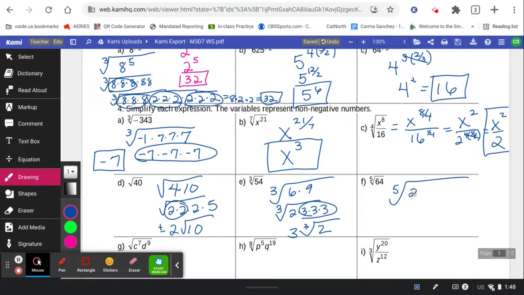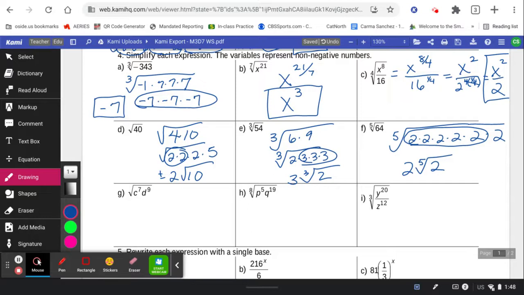5th root of 64. 2 times 2 is 4, times 2 is 8, times 2 is 16, times 2 is 32, times 2 is 64. So it's really 2 to the 6th. So group of 5, a 2 comes out. 5th root of 2, there's 1 left underneath.